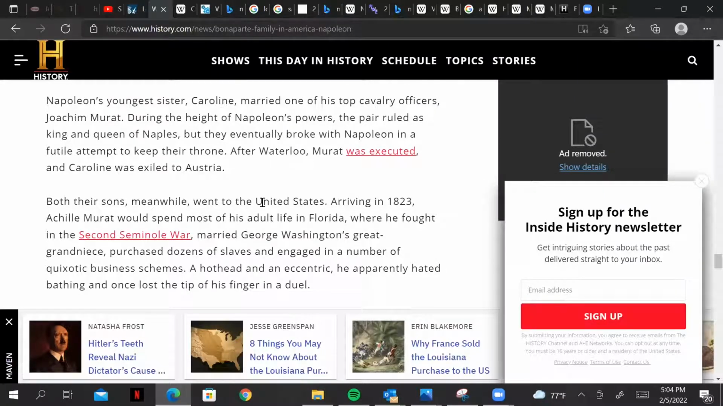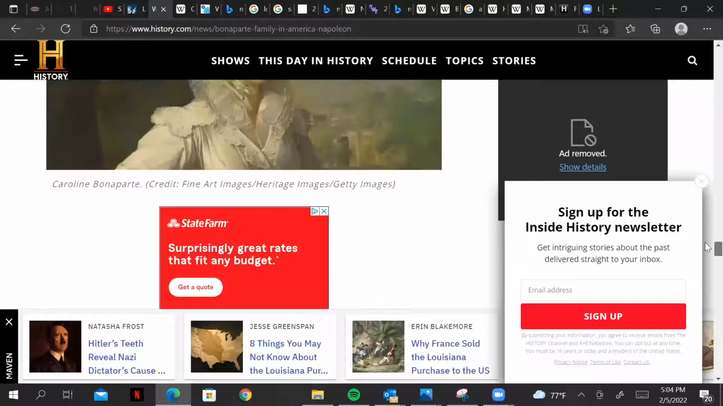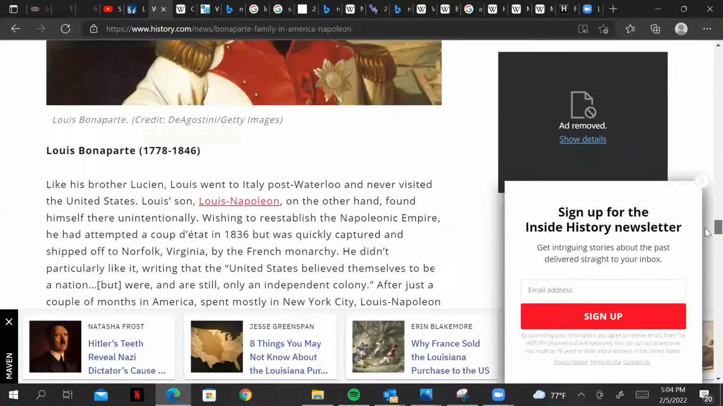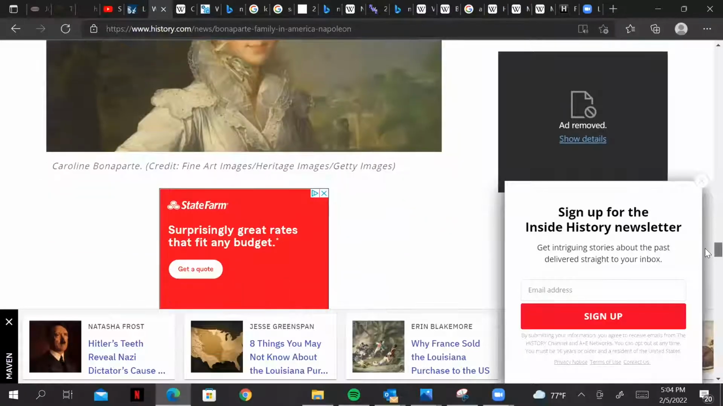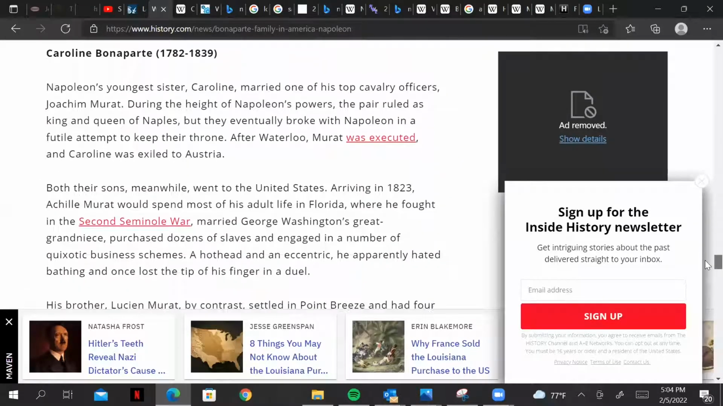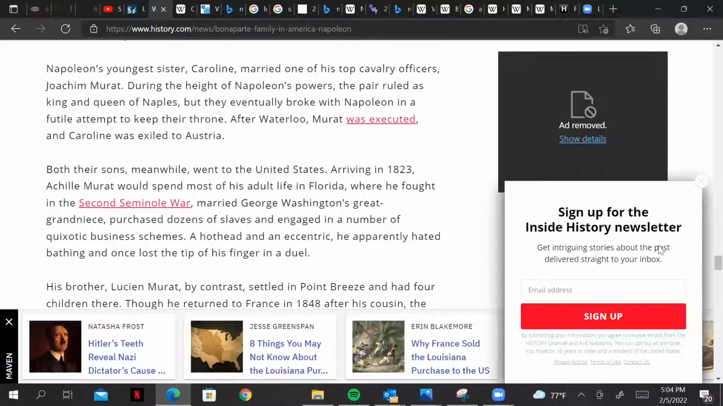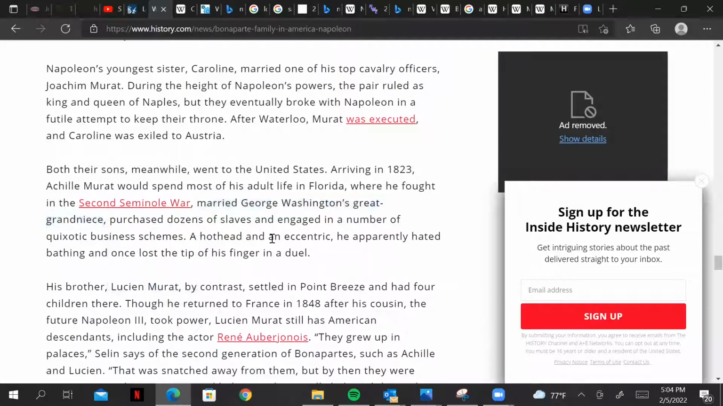And as you can see on this article, if you scroll through it, there's many other family members. But I wanted to focus in on Caroline Bonaparte, Napoleon's sister, because she actually married into American de facto royalty, marrying George Washington's great grandniece. And these types of themes are going to be common. So we're going to see the Napoleonic connection on the United States, and it starts with the Louisiana Purchase, and it goes on from there.